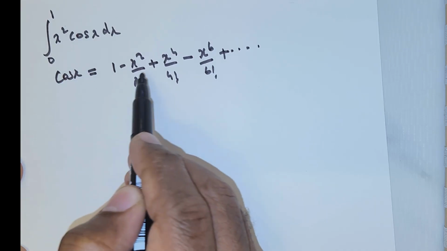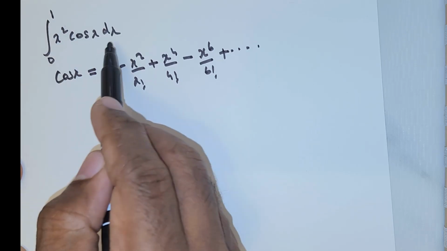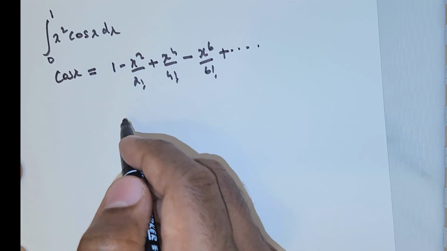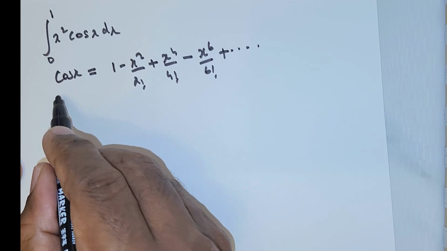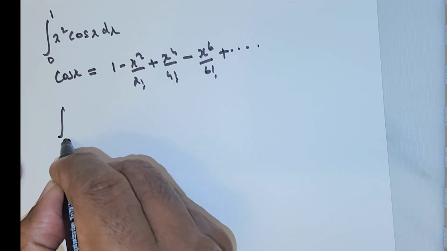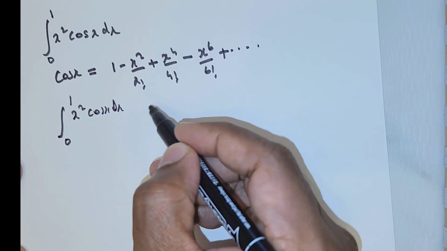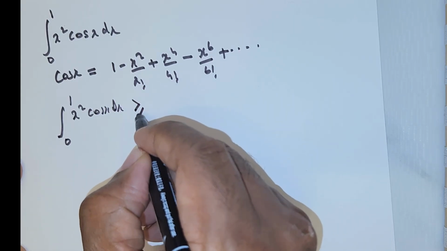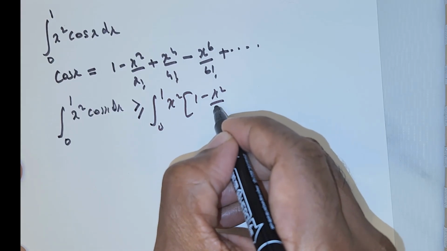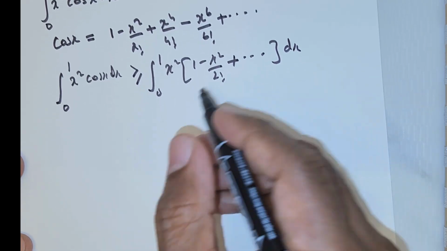Now I need to operate on the left and right hand side using the operation integral 0 to 1 x squared times the differential operator, with the expansion for cosine x sandwiched between them. So let me perform the operation for both sides. This is going to be integral 0 to 1 x squared times cos x dx. Now clearly this is going to be greater than or equal to integral 0 to 1 x squared times of 1 negative x squared over 2 factorial positive, etc., times dx. This is an infinite series.